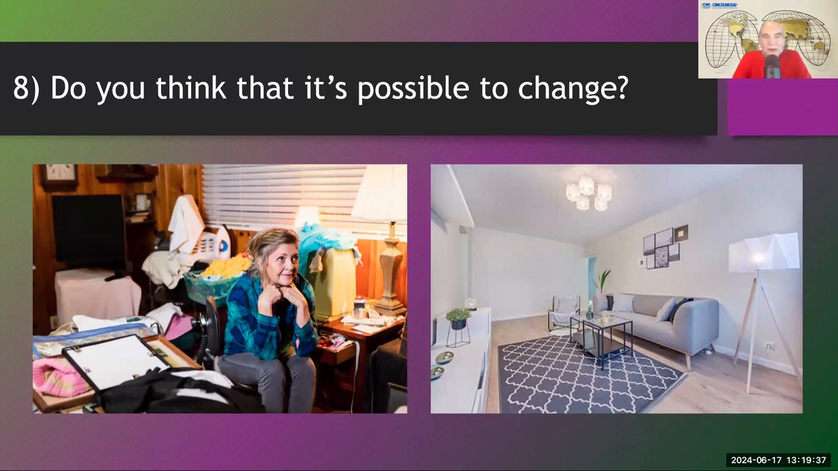And do I think it's possible to change? Yes, of course, I think it's possible to change. But again, sometimes it can be hard work. It can require courage. It can require effort, work. But yes, do I believe it's possible? Absolutely. Absolutely.